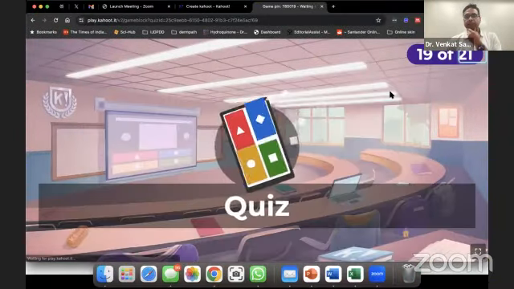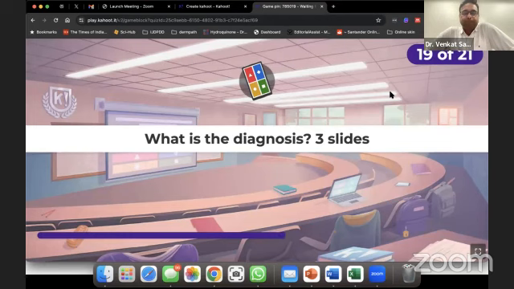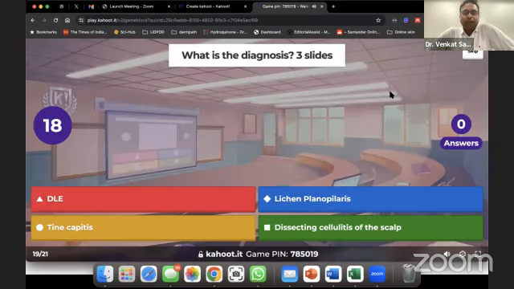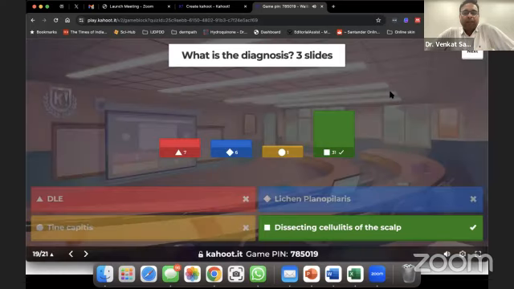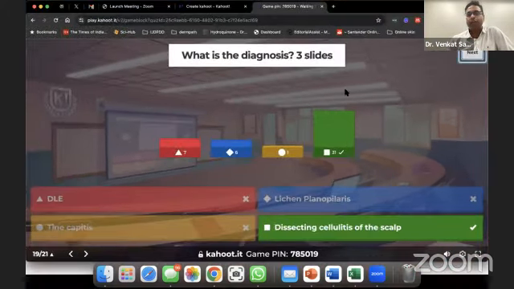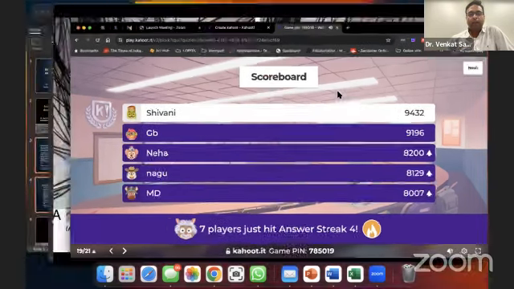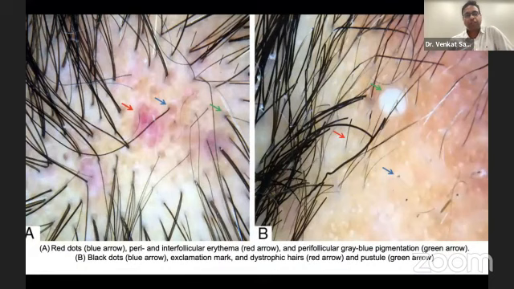You've got 3 slides. And your options are, you're seeing multiple features and the dissecting cellulitis of scalp, because you're seeing multiple features and I've not shown you any of them in the previous entities which we've discussed. I guess most of you have got the correct answer. Well done.